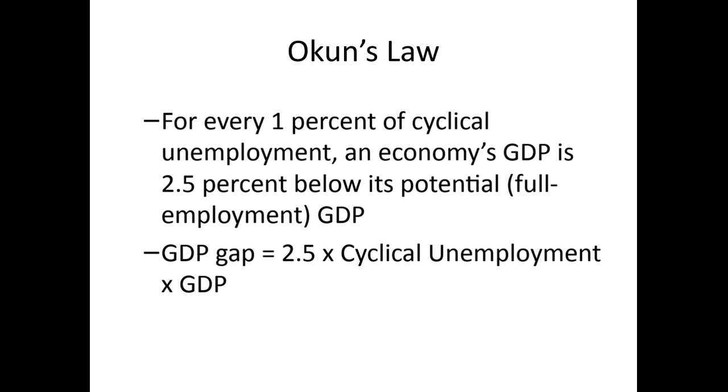So the difference between actual and potential GDP is called the GDP gap. So the GDP gap would be 2.5 times cyclical unemployment times GDP. So if cyclical unemployment is 1%, it means 2.5% of the actual current GDP would be the gap between the actual GDP and potential GDP. Let me take an example and show you how to calculate the cost of unemployment using Okun's law.